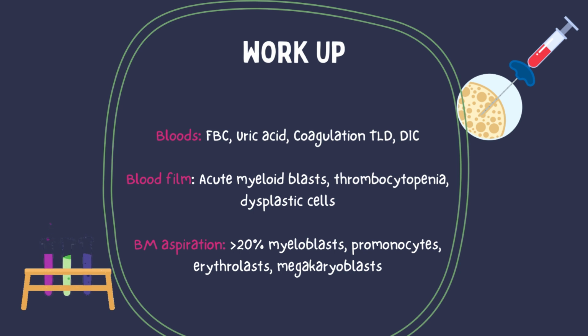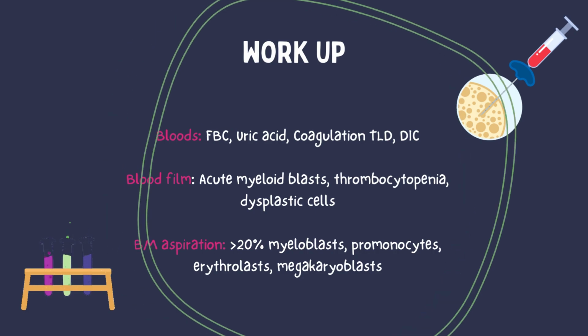Clotting is especially important in APL, which has low fibrinogen and a tendency for DIC. So cryoprecipitate is needed for reversing low fibrinogen levels. So you give cryoprecipitate to maintain a level above 1.5. Tumor lysis can occur spontaneously, especially with high white cell counts. So there is a low threshold for using rasburicase for uric acid management and hyperkalemia management.